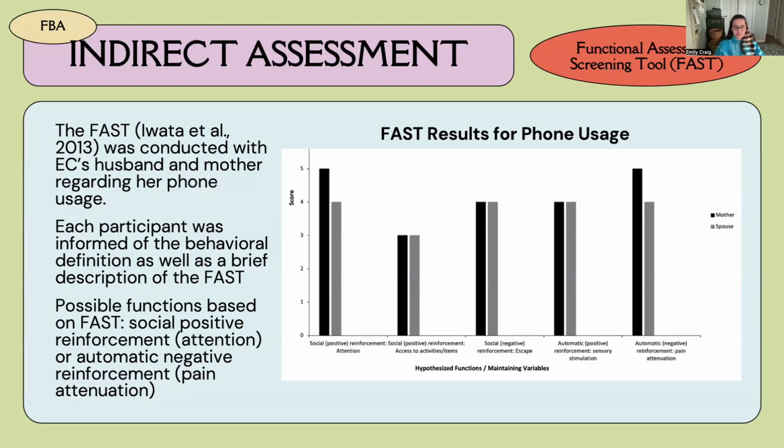From the FAST, we found that there could be two possible functions for her phone usage. That showed to be social positive reinforcement, in the form of attention. So that's this one. And then also automatic negative reinforcement, which is pain attenuation. All of the levels of each of them were pretty high. So I don't think the FAST results were super informative, but they did help with interventions towards the end of our process.